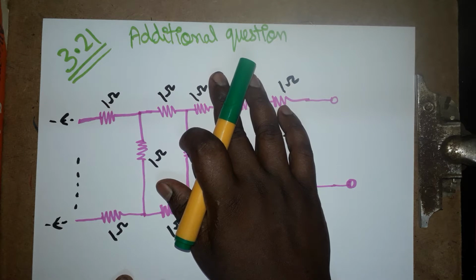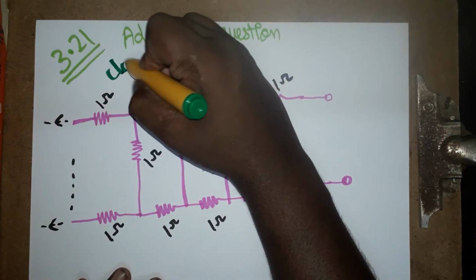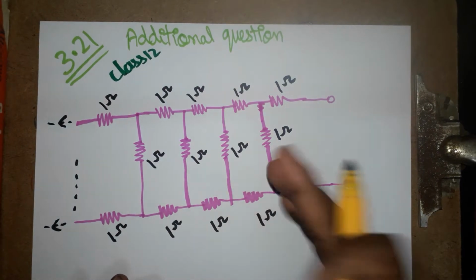NCERT additional problem. It's for chapter 3, class 12, problem 3.21 in physics. It's a book back problem.